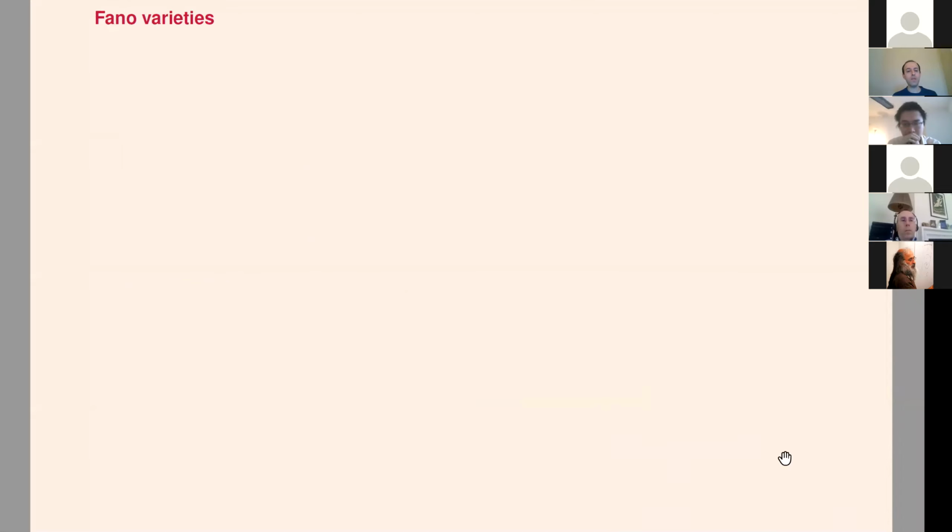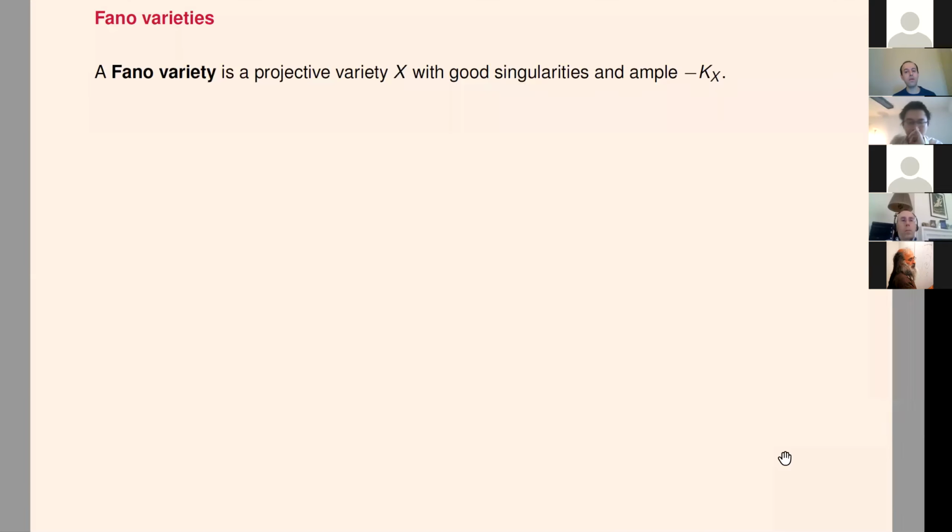Okay, let's start with Fano varieties. Remember from the previous lecture that a Fano variety is a projective variety X with some kind of good, allowable singularities, and such that minus K is positive, or to be more precise, it is ample. In the case of smooth Fano varieties over the complex numbers, they are just the manifolds with positive curvature.